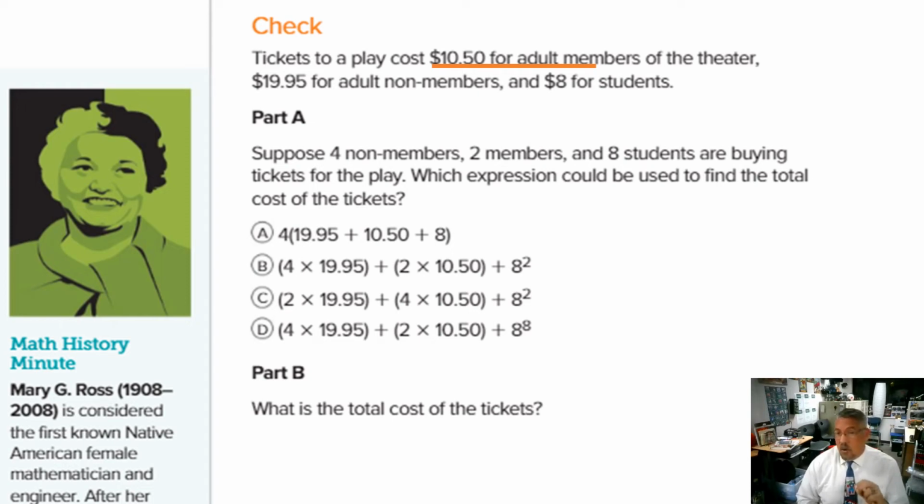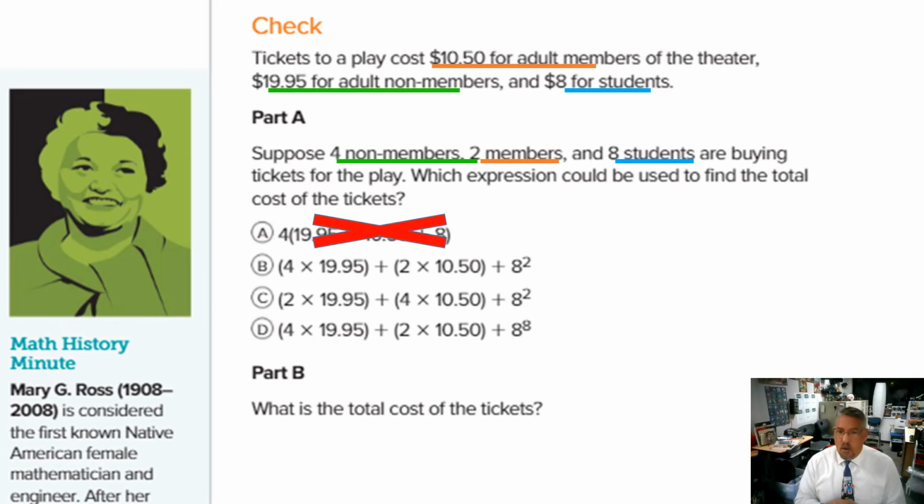But then when they tell you what is being purchased, they flip the order on you because they're trying to trick you. It says that for the members that were $10.50, there were 2 of them. And for the $19.95, for the non-members, there were 4 of them. And then for the students, which was the only one kept in the same order, they were $8. So when I look at the very first one on A, that would be saying that for each of those items, I'm only selling 4 tickets. And that is not correct.